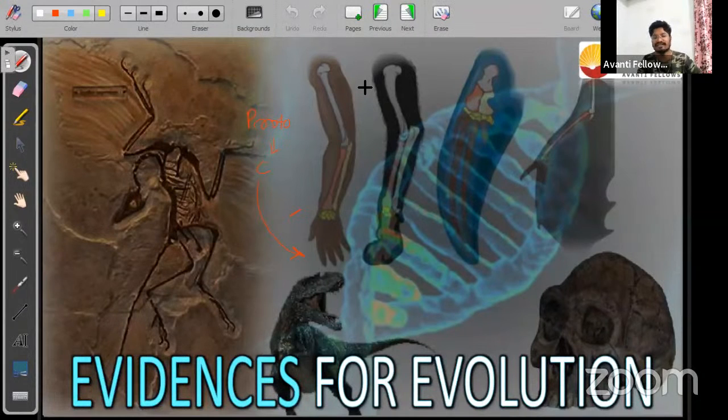In pisciculture only fish are cultured. In aquaculture, all organisms which are aquatic, all the aquatic organisms. Got it? That is the difference.